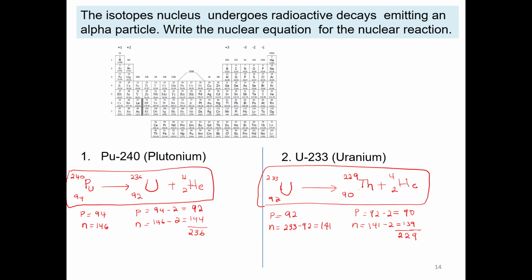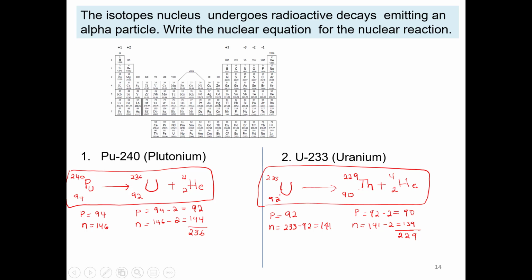What I want you to notice here is that now we can analyze each equation. What happens if alpha decay occurs? You see that the atomic number is decreased by 2. You see 94, 92, 92, 90. What happened with the mass number? It is reduced by 4: 240 to 236, 233 to 229.